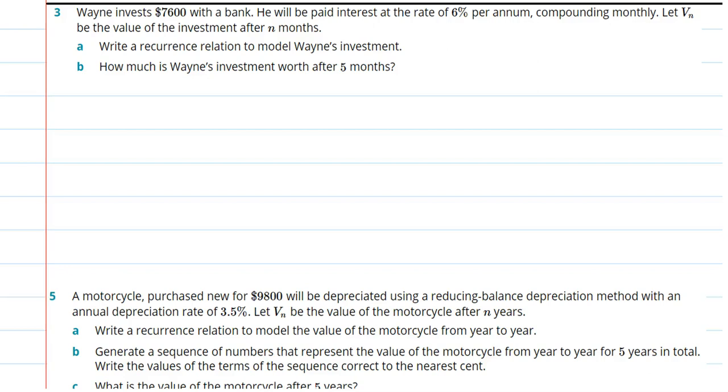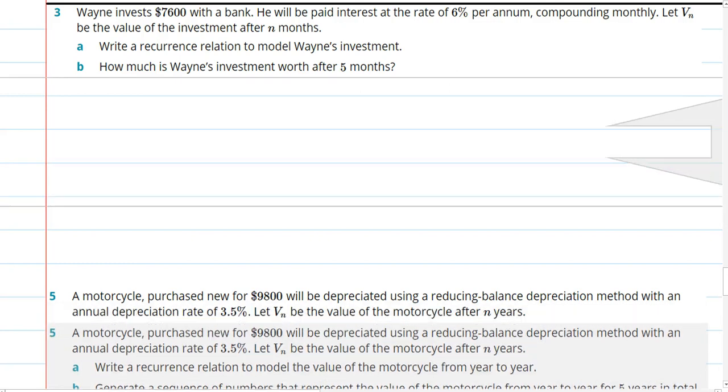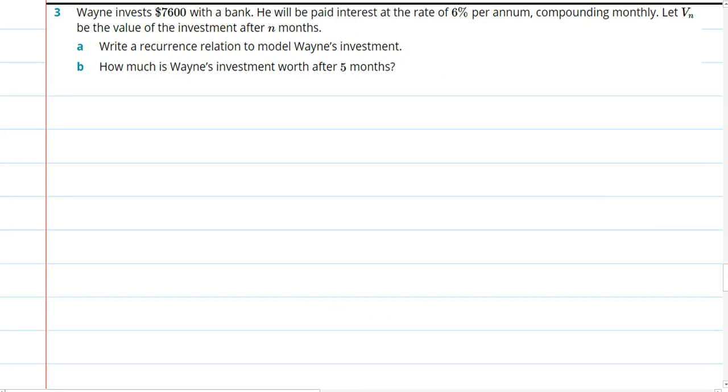Okay, so now we're looking at recurrence relations for compound interest investments and reducing balance depreciation. First thing we're going to do is look at this one at the top about Wayne's investment. Wayne's investing $7,500 with a bank and he's being paid an interest rate of 6% per annum compounding monthly. We're going to do Vn in terms of n months. We want to write a recurrence relation.